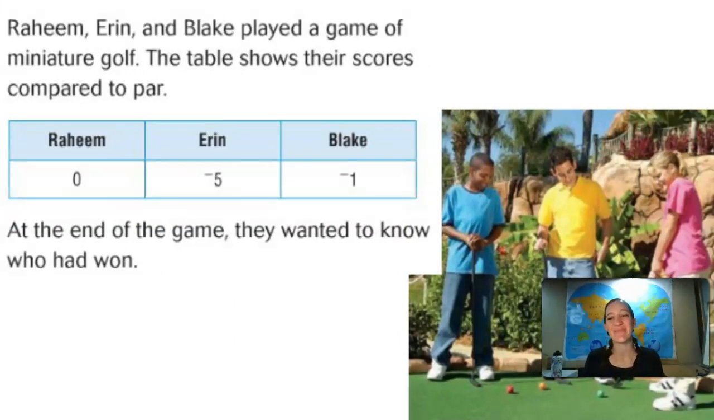Let's talk about golf again. Raheem, Aaron, and Blake played a game of miniature golf. The table below shows their scores. So Raheem got a 0, Aaron got -5, Blake got -1. At the end of the game, they wanted to know who won. Remember with golf, you want to get the least amount of hits to get your ball in the hole, right? So you want the lowest score. If that's true, then Aaron is the winner. Good job, Aaron. She is the furthest from 0. She has the lowest score.